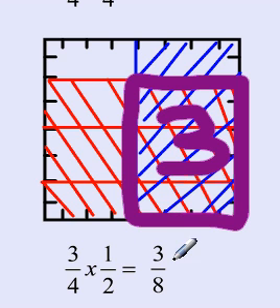So when I multiply my numerators, I find out how many boxes of the whole will have both colors, and my denominator is how many pieces I have divided my one whole into.